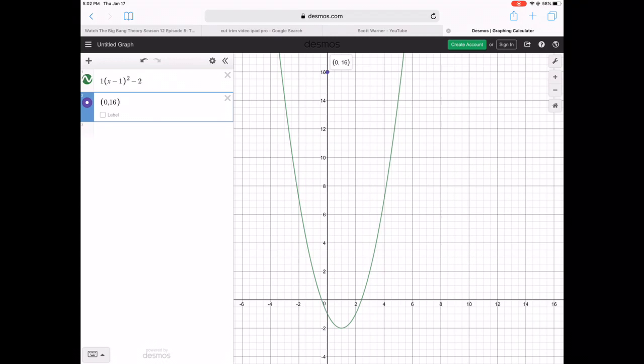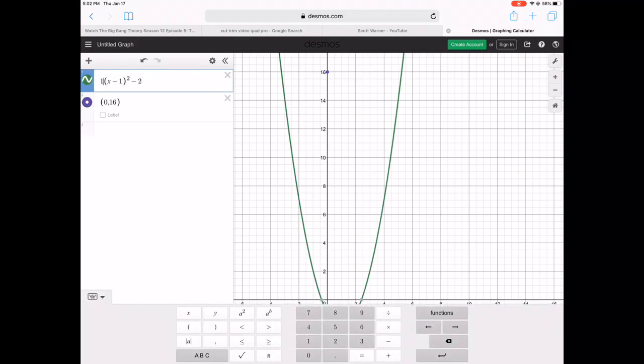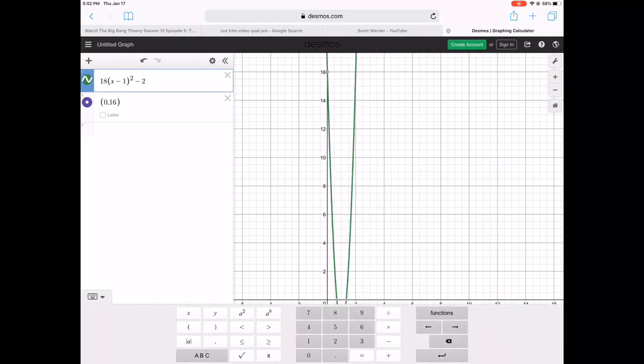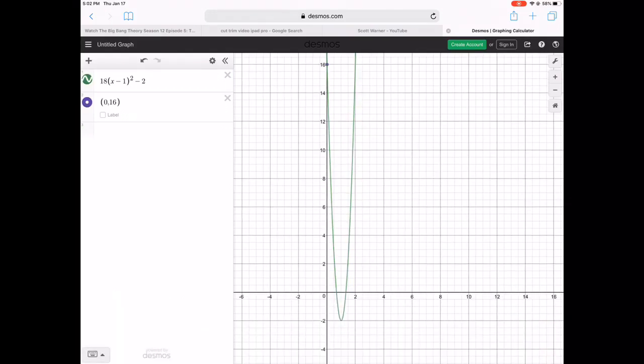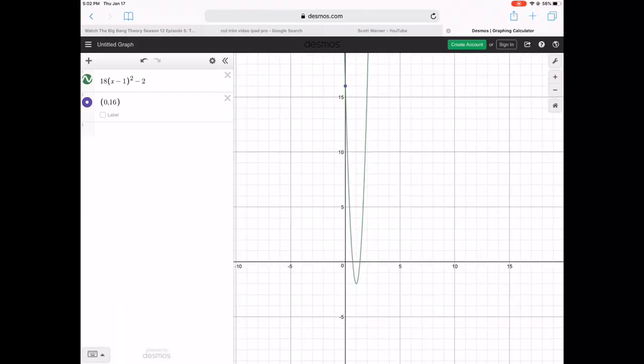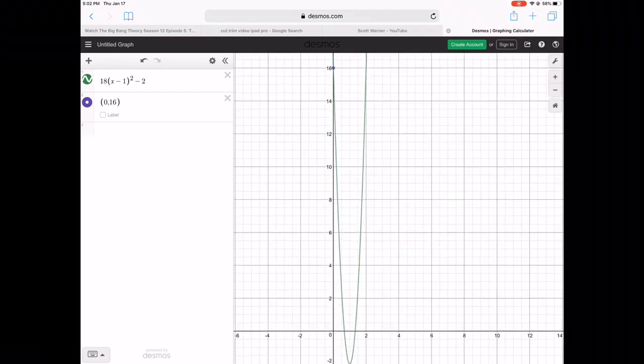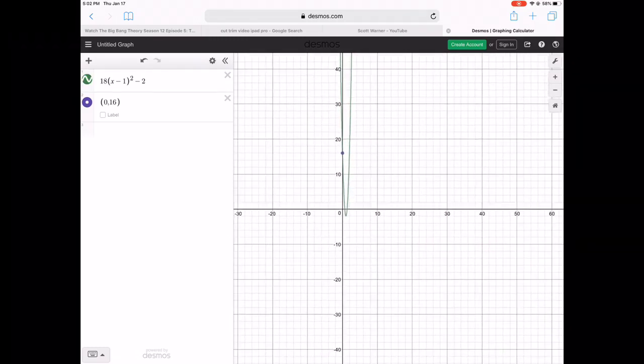If you don't plug in your point and solve for a, your graph is wrong. So here, if we make a what it actually is, 18, then it matches where it's supposed to be. So giving that one point helps us make sure that we have it where it's supposed to be.